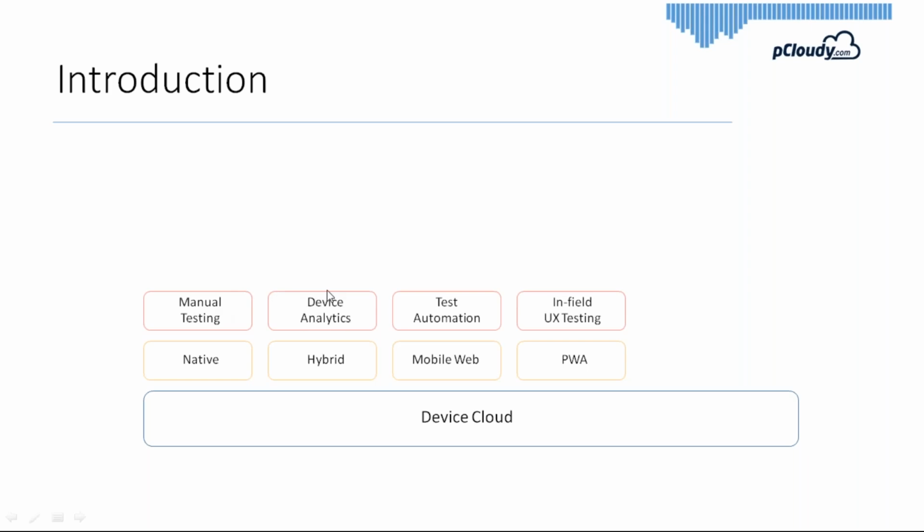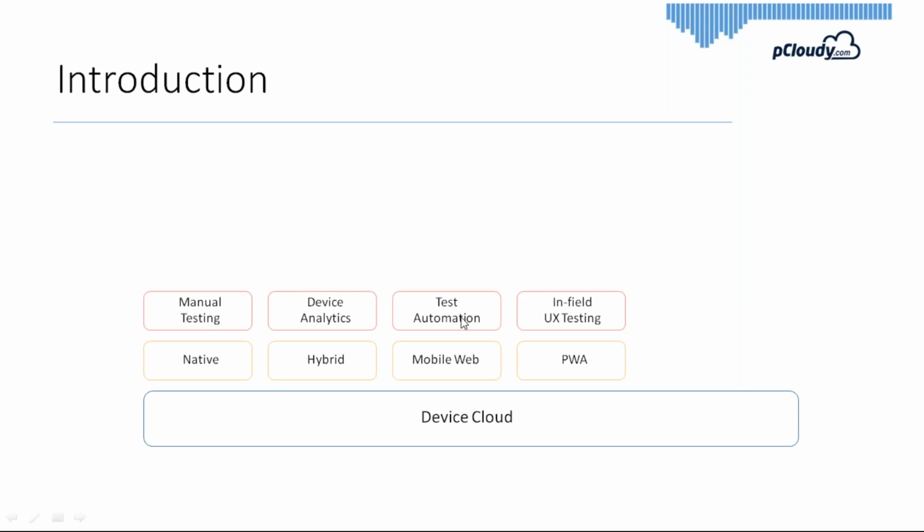The second one is about device analytics. We do have a device analytics feature which will help you to get the right set of devices for a specific geography. If you want to test your application for a specific geography, you can get the specific device list from that particular geography using the feature called device analytics.